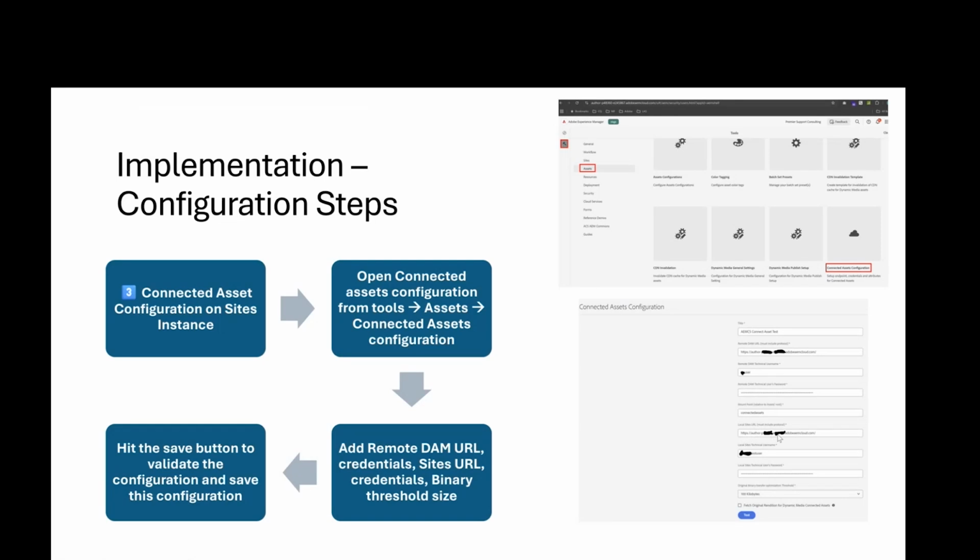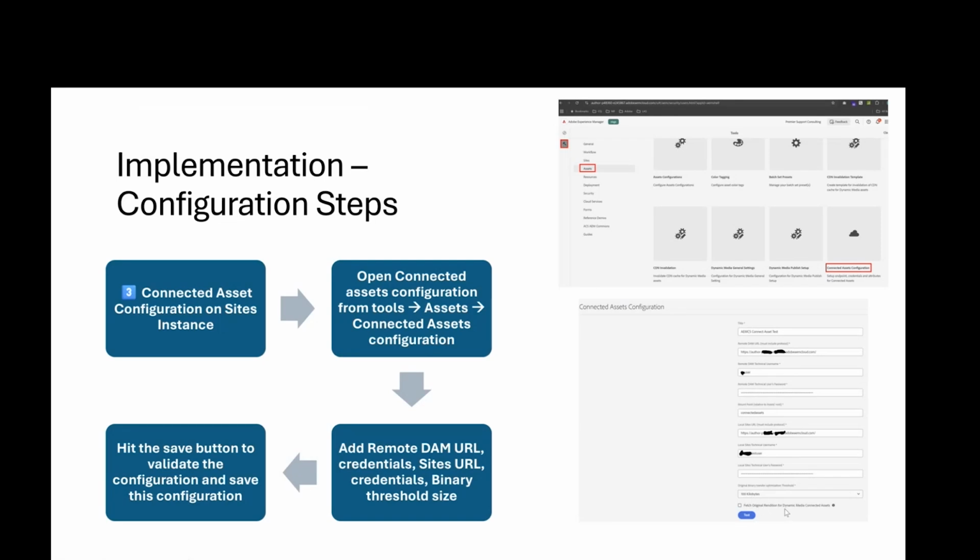After that, your site URL and the user which you have created on the site with the password, and the base threshold. I mean, every asset has a binary file, so what is the threshold that you want to set for working with connected asset? You can configure that threshold based on your business need. By default it is 100 KB.